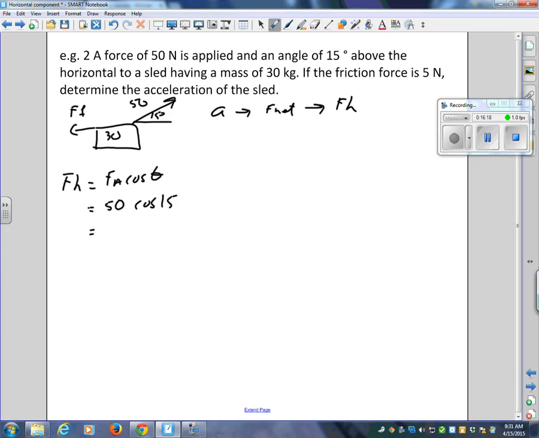What'd you get for a horizontal component? Yeah, 48.29, let's say 48.3. Does that seem reasonable? Well, it's got to be less than 50. 15 degrees is a small angle, so it's not going to be that much smaller. 48.3.